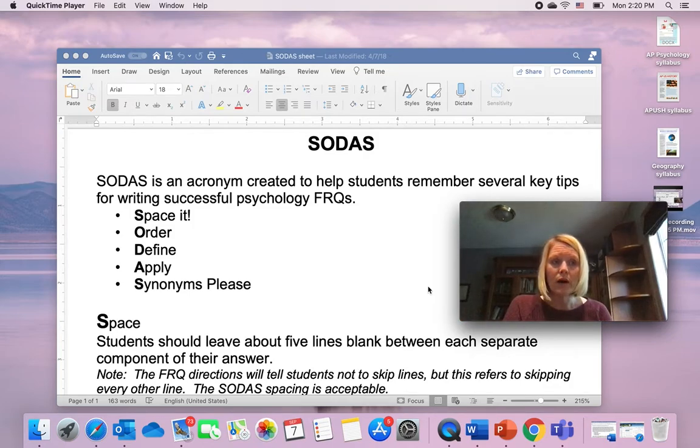Because when you take the test in May, the AP reader who will score your FRQ will see that this is the method that you're using, and they'll already know that you know how to answer an FRQ. If you didn't answer it this way, it gets to be a little cumbersome to grade these essays. So it's really mostly to get you in the habit of what you can expect in May. So SODA is an acronym: space, order, define, apply, and then a synonym if possible.